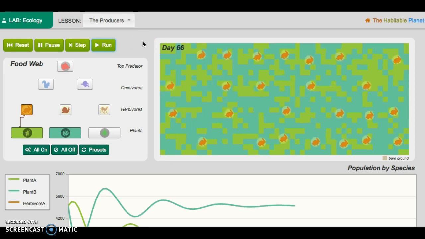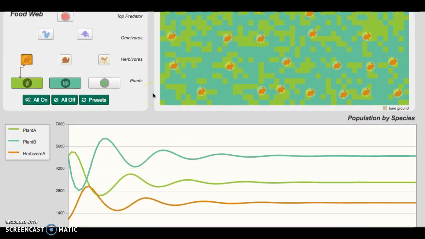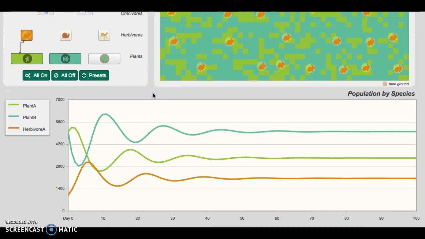Okay, the ecosystem's changing. You can see that in the bird's eye view. And then if you look down at your graph, you can see that the populations are much different than when we started or in the original run of the simulation. So if you look, the plants start at the same spot. Plant B is just taking a dive. It's not doing so hot. It's starting to die off.